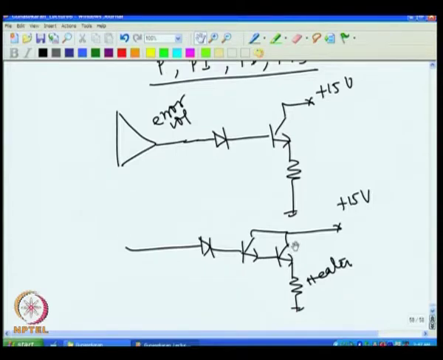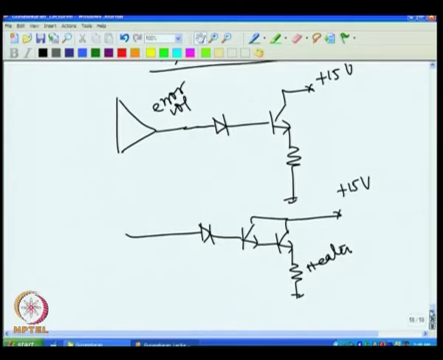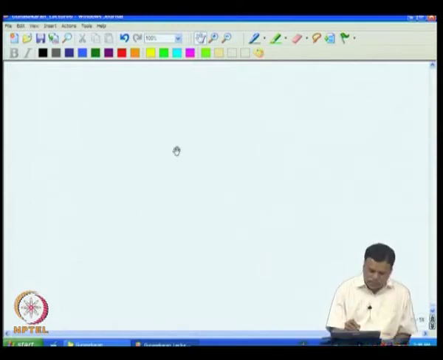Now, this kind of heater drive works only for very low voltage, that is up to 15 volt, because if this is 15 volt, then this can go only 14.4, 14.4 minus 0.6 will be 13.8, minus 0.6 will come to 13.2. So heater voltage cannot go more than 13.2. For example, I cannot have a heater drive like this to drive high voltage.